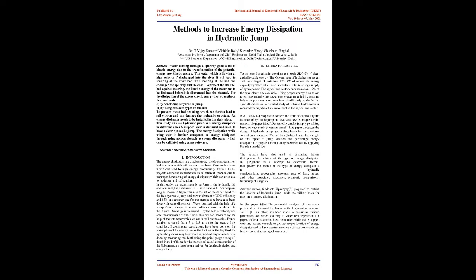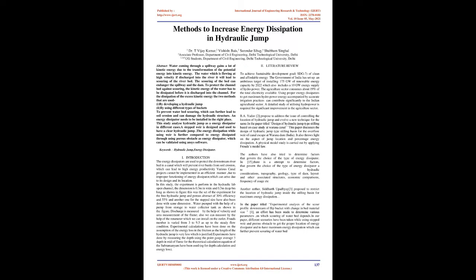The scouring of the bed can endanger the spillway and the dam. To protect the channel bed against scouring, the kinetic energy of the water has to be dissipated before it is discharged into the channel. For the dissipation of the excess kinetic energy, two methods are used: 1. by developing a hydraulic jump, 2. by using different types of buckets.